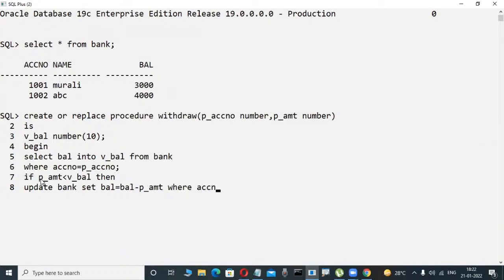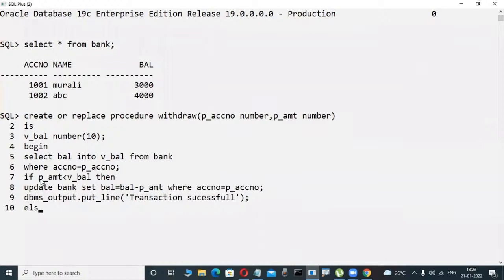Okay, fine. Now check it out. Here I am writing some message, like in Java. Some message I try to display: your transaction is successful. Transaction successful. Don't worry about this one, just observe it here.